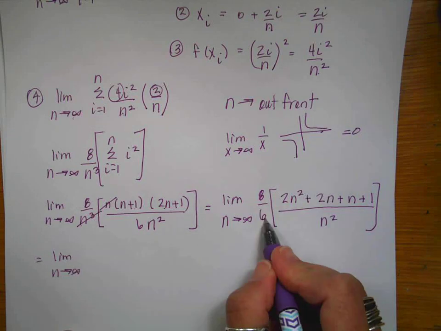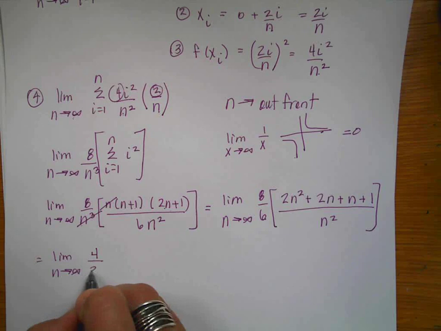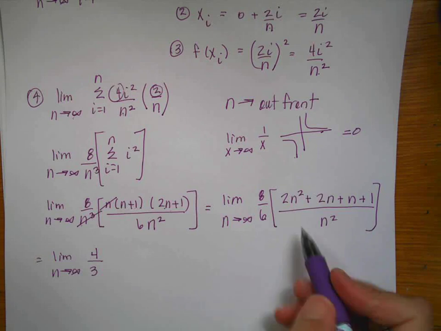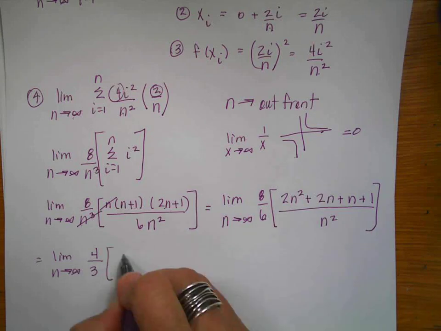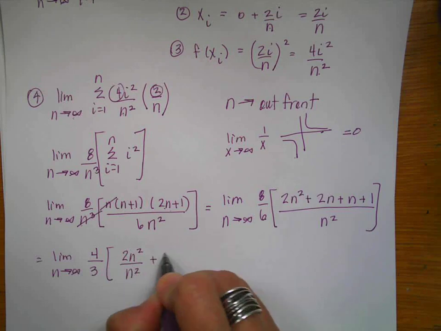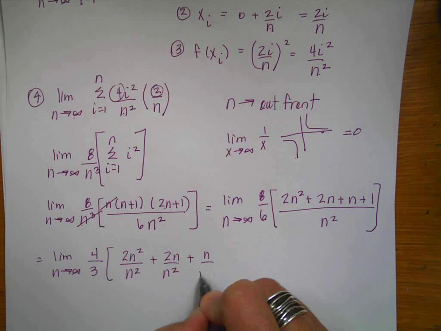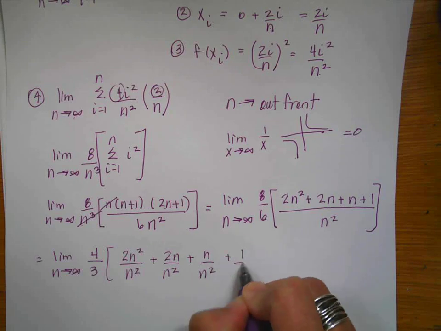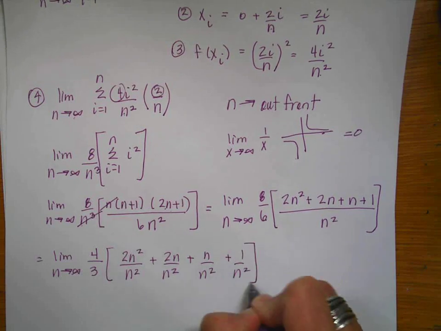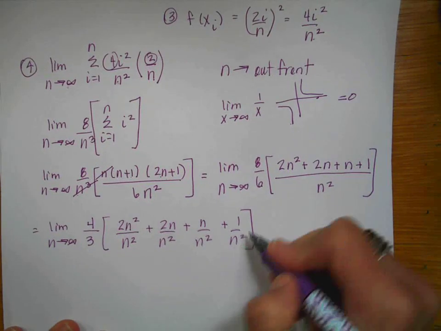So this is the limit as n goes to infinity. 8 over 6, 2 goes into that, and this is 4 over 3. Okay? Did I do my math right? I think so. So then I'm going to split this up, and I'm going to have 2n squared over n squared plus 2n over n squared plus n over n squared plus 1 over n squared.